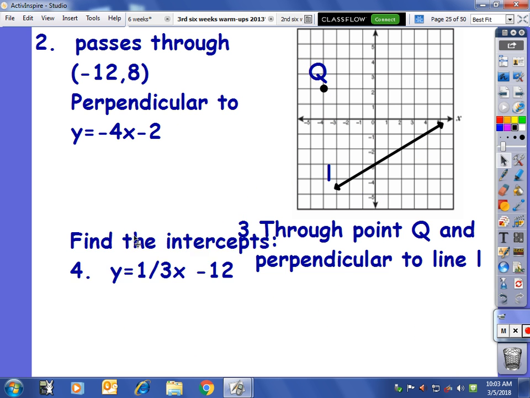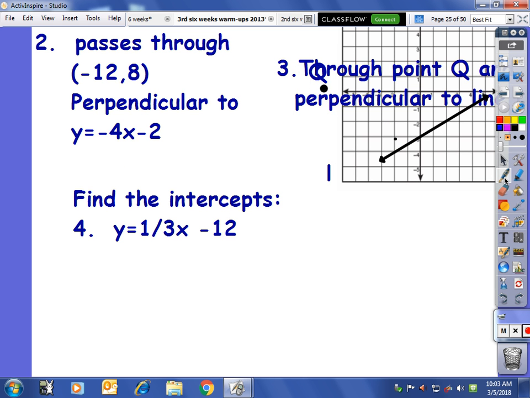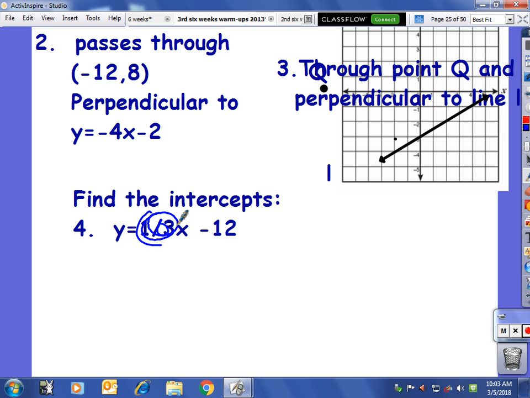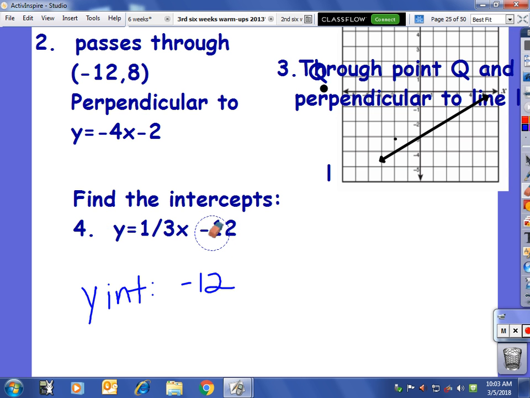Finding intercepts, folks. You can find intercepts always by just putting a 0 in for whatever the other variable is. Like if I want the y-intercept, I put a 0 in for x. 1/3 times 0 is a giant 0. What's the y-intercept? Negative 12. It was also super easy to know the y-intercept here because it was in slope-intercept form. So there it was right there.